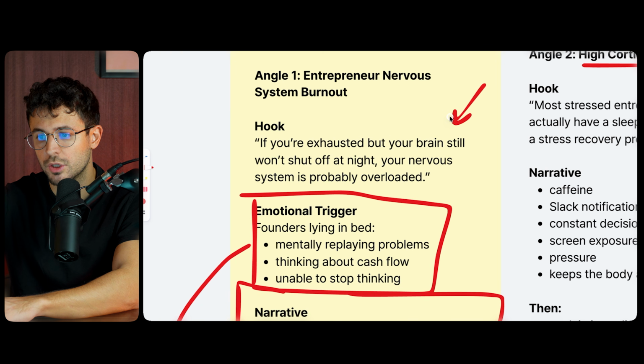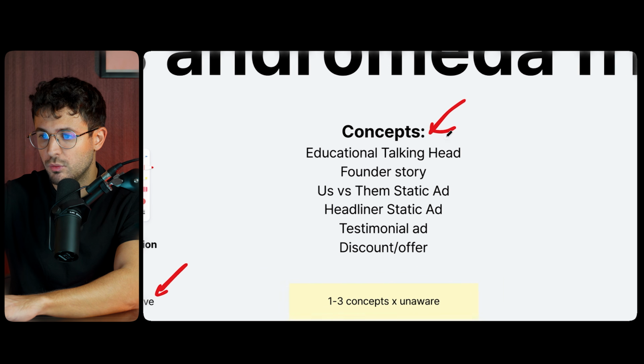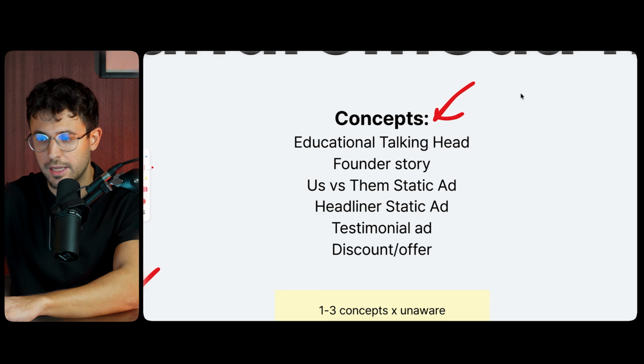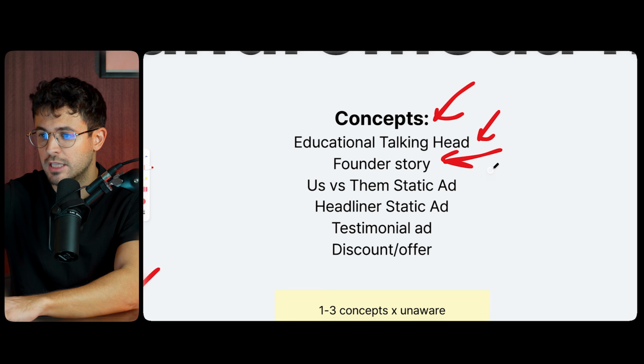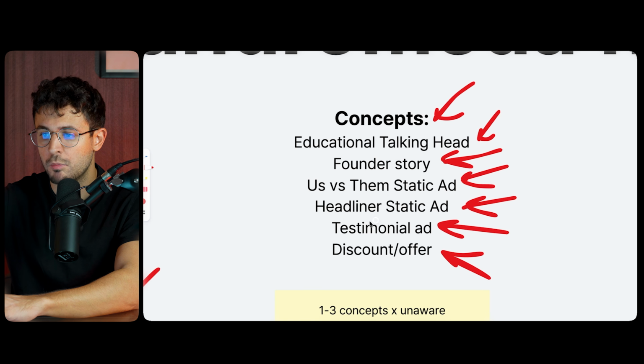So we offer the solution in order to avoid that the nervous system is going to be overloaded, okay? Cool, so now we need to pick the concept. When it comes to concept, we need to understand that we have different types of concept. We have the educational talking head video, the founder story, us versus them static ad, headliner static ads, testimonial ad, discount offer. So we pick one concept or multiple concepts to deliver this angle.